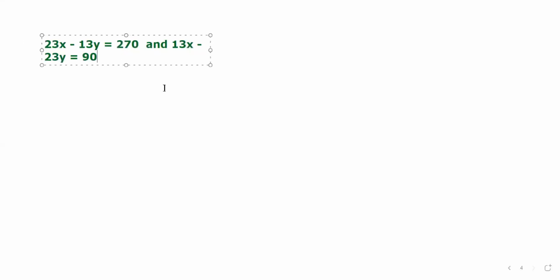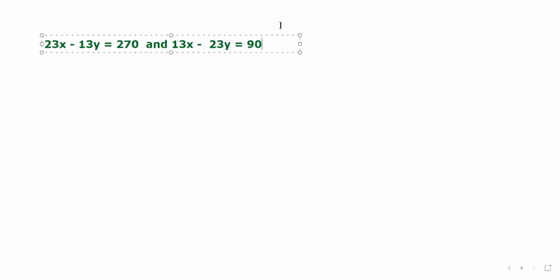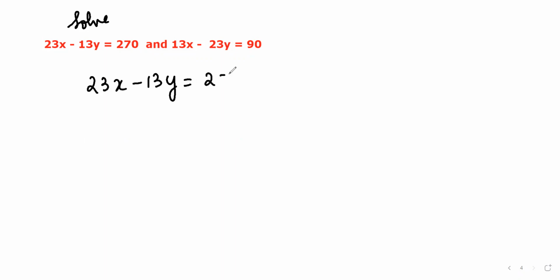Okay, let's look at the next problem. We have to solve for this. This is another typical example where the question just says solve. If you ask me which method, there's no method mentioned. Obviously, if you look carefully, you will see 23x minus 13y is equal to 270 and 13x minus 23y is equal to 90.